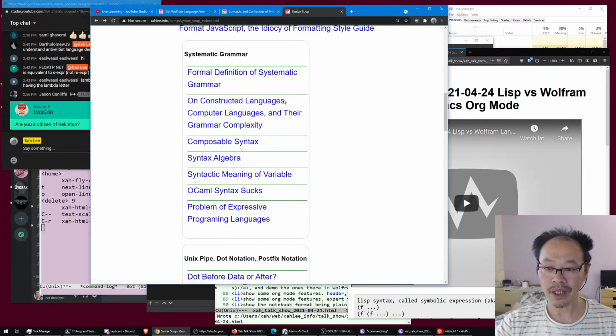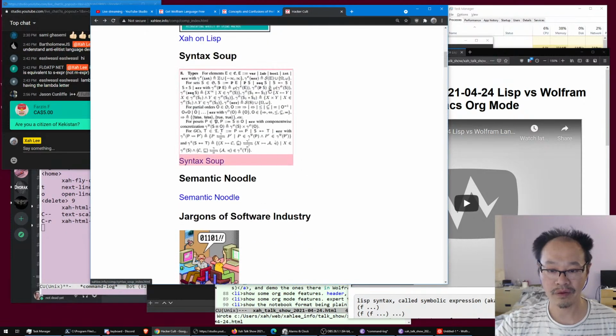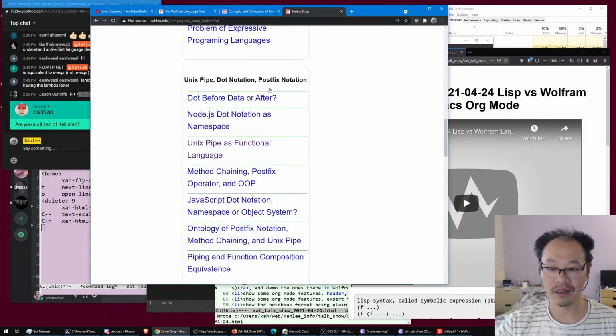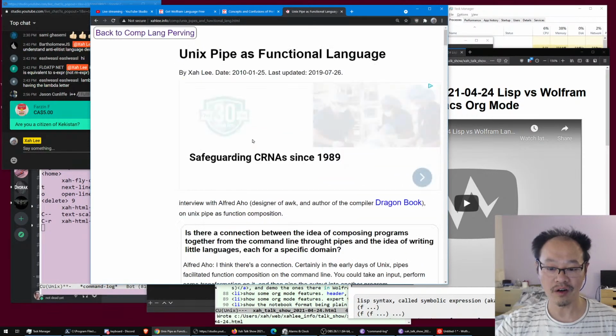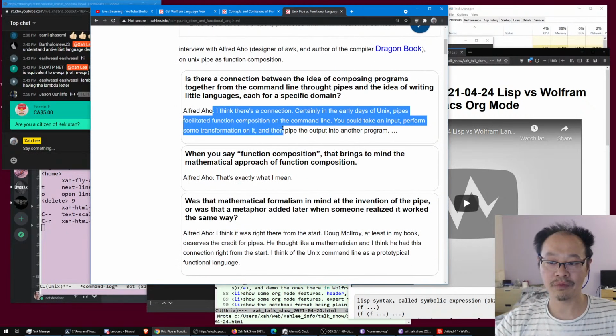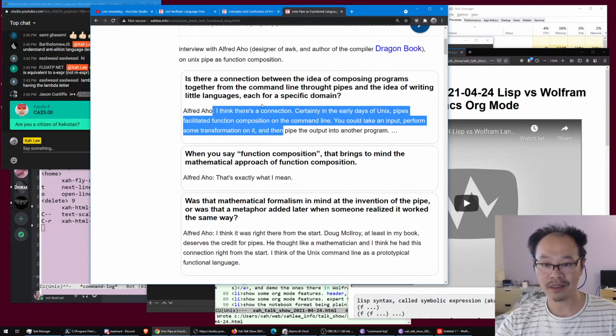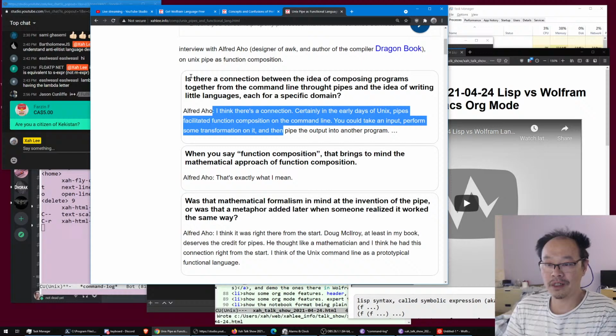By the way, that article has the creator, the inventor of the awk language, Alfred Aho. He made some comments about what he thinks about pipe. It's from an interview. Someone asked him, is there a connection between the idea of composing programs together from a command line through pipes and the idea of writing little languages, each for a specific domain?